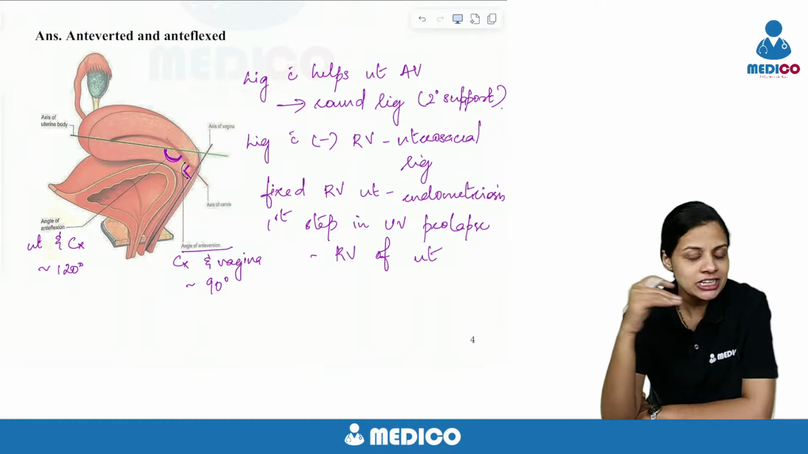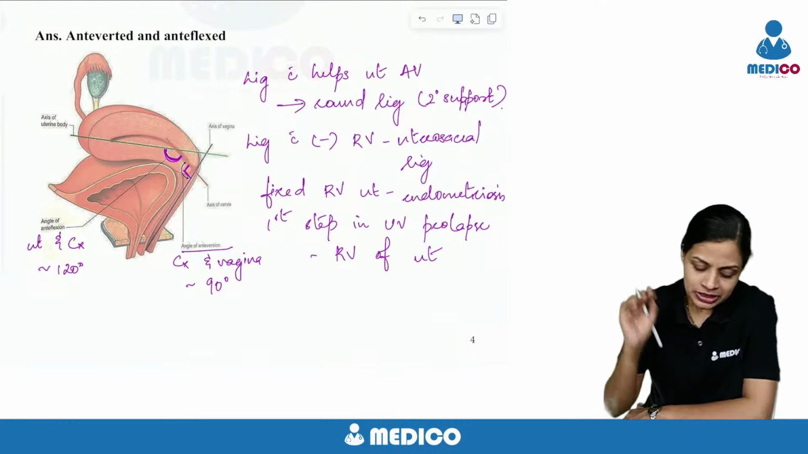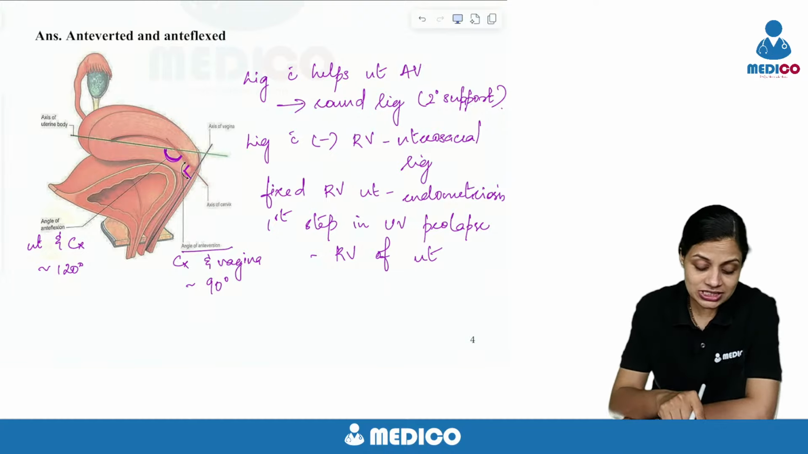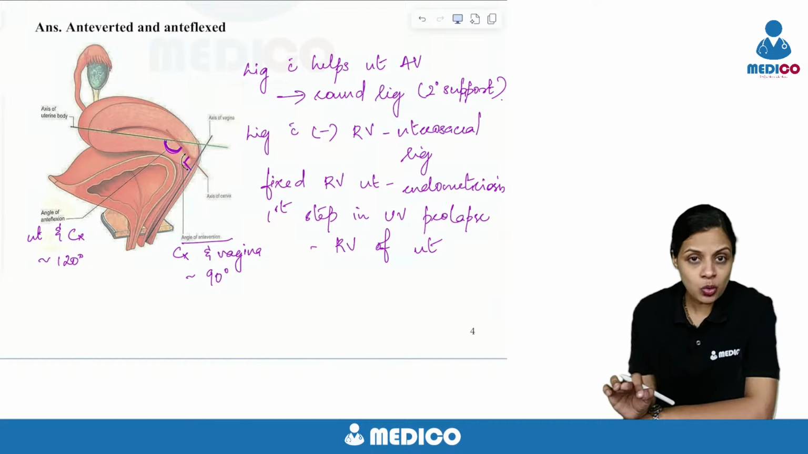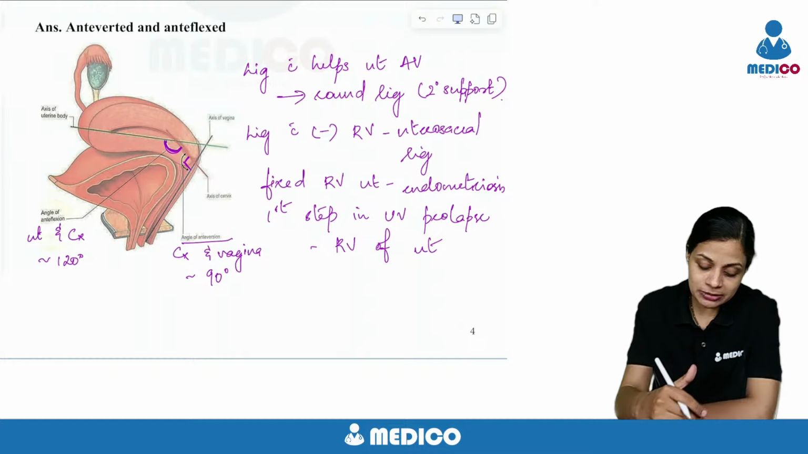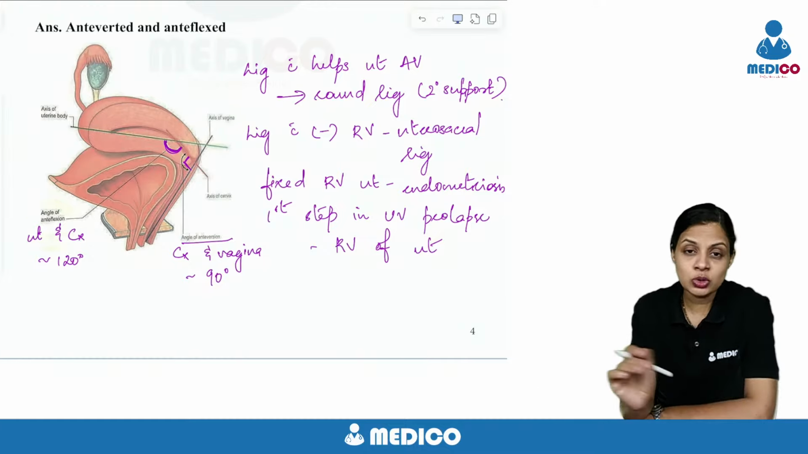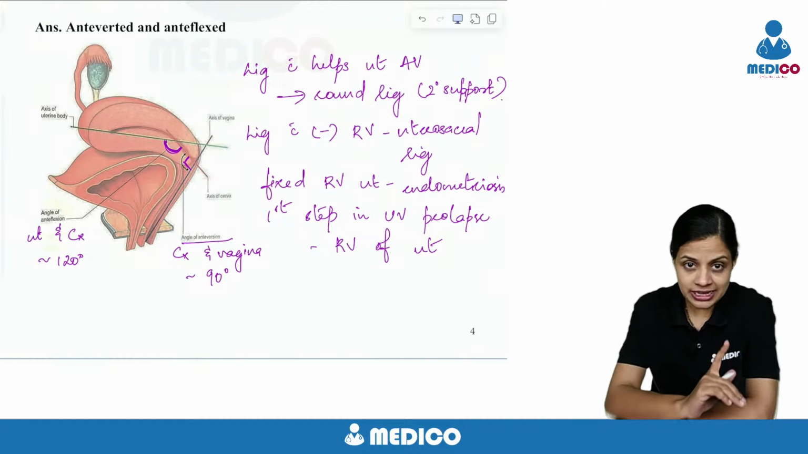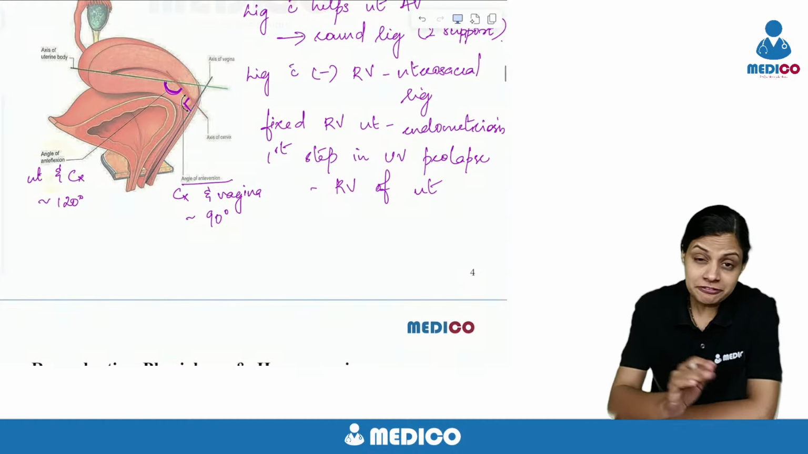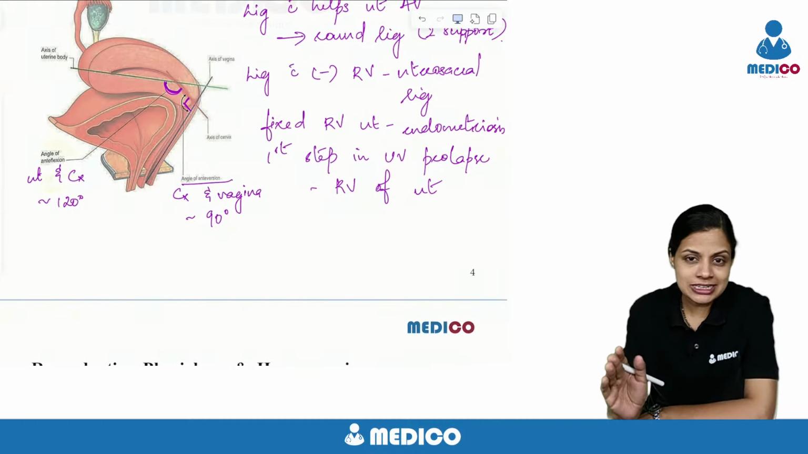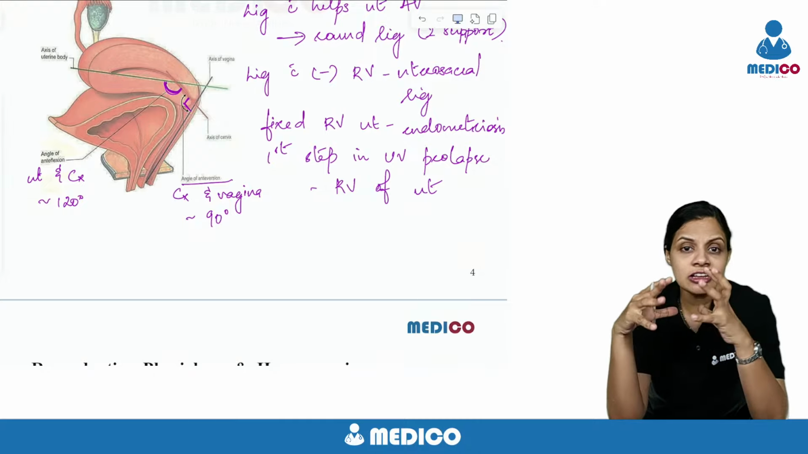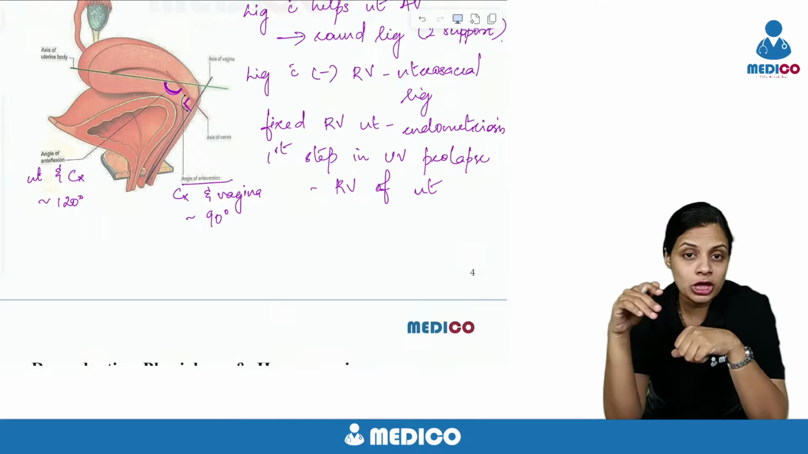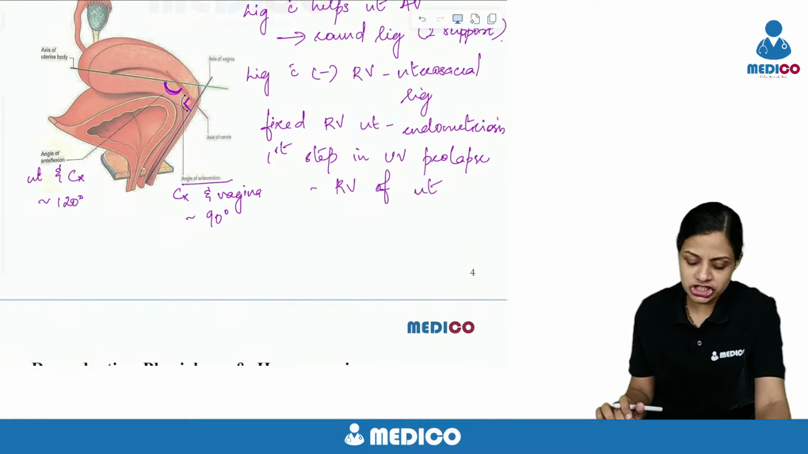All right. We'll discuss the supports of the uterus later. Couple of things that you need to know: the ligament that keeps the uterus anteverted is the round ligament, which is a secondary support of the uterus. While the ligament which prevents the retroversion of the uterus is the uterosacral ligament. A fixed retroverted uterus is seen in endometriosis, and the first step that occurs in a UV prolapse, in a pelvic organ prolapse, is retroversion of the uterus.